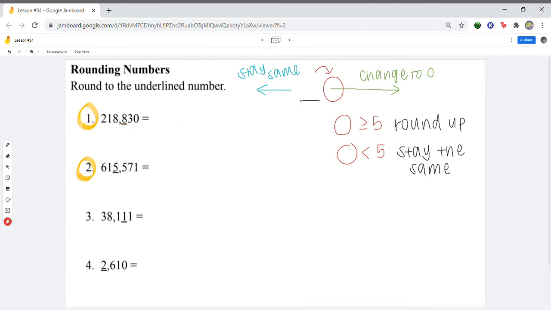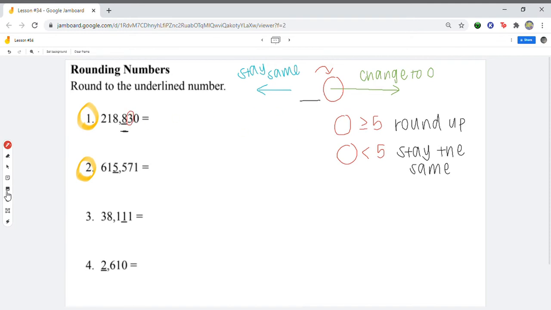So our 8 over here. This underlined number, I'm just going to underline it in black again. Now the first step when you round to the underlined number is to look at the number to the right. So I'm going to circle this in red. When you're doing this, you can also do what I'm doing. It'll be visually understandable and easier to comprehend. So the number to the right of it is 3.